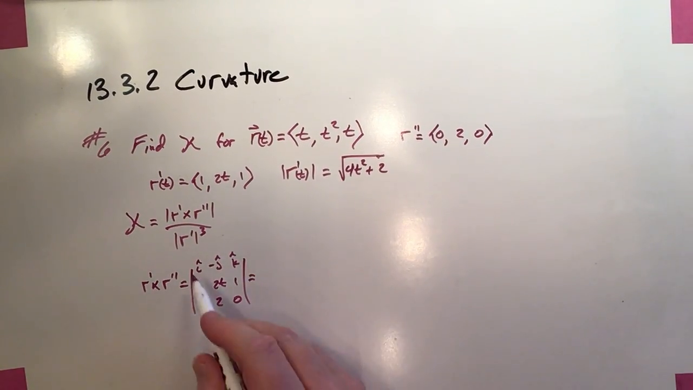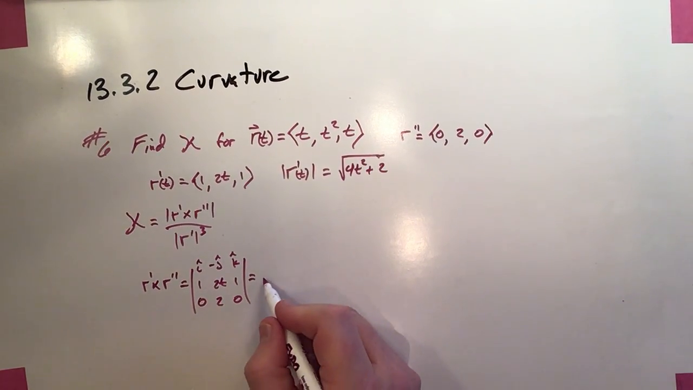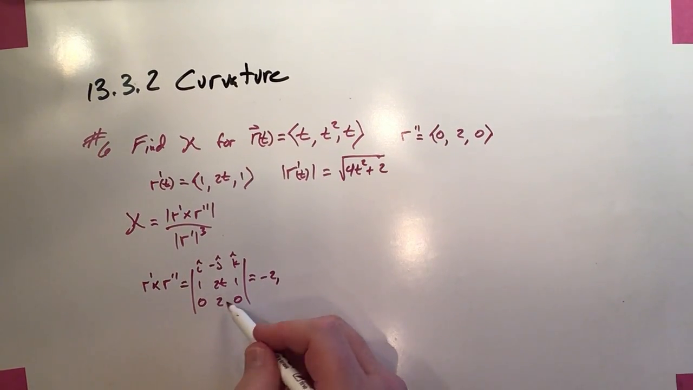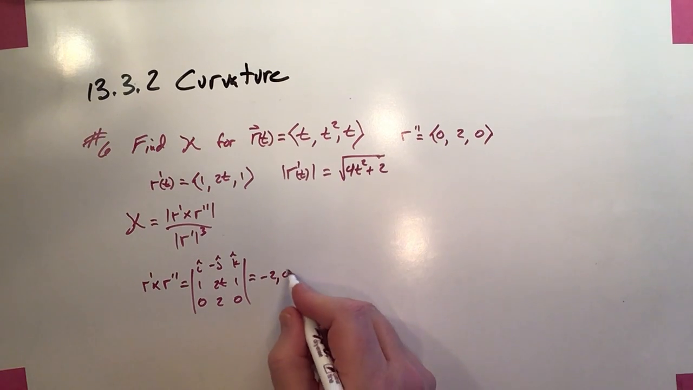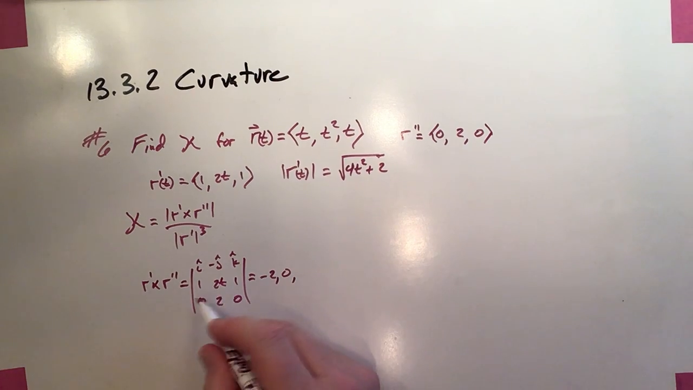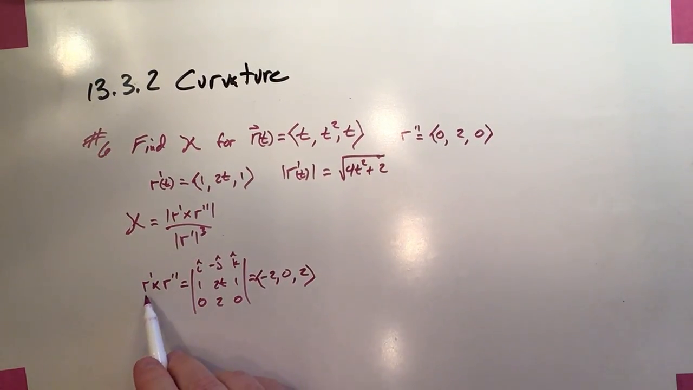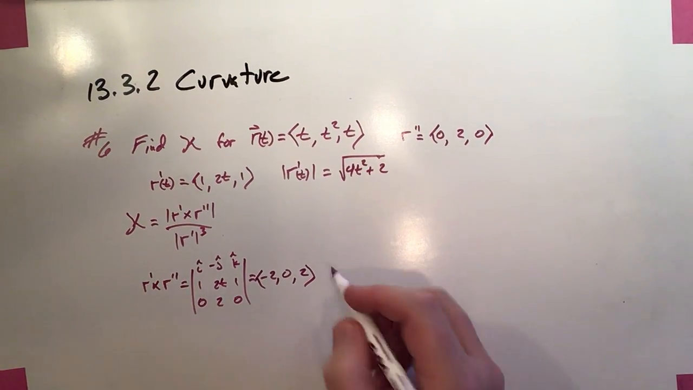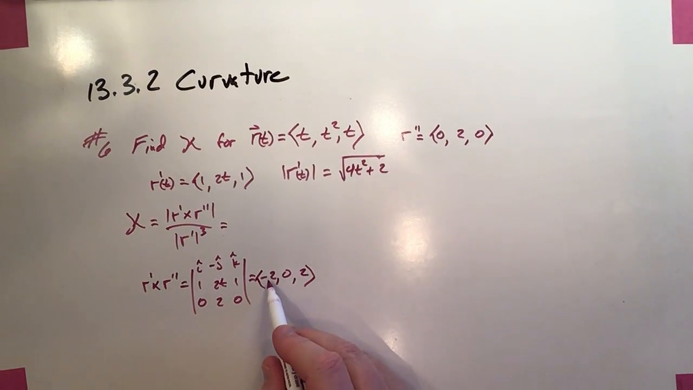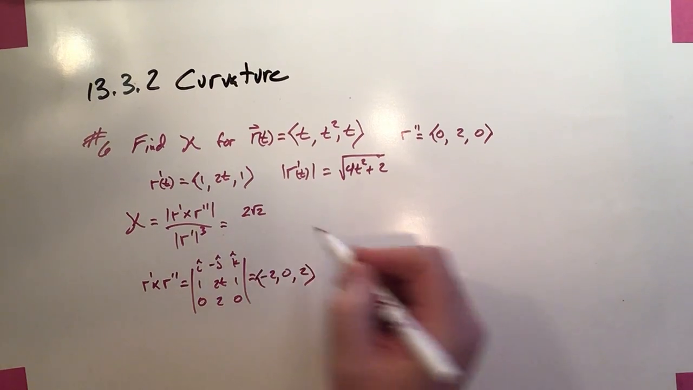Okay, so this cross product is going to produce, the i component is going to be 0 minus 2, so it's negative 2. The j hat component, I've got to remember the extra negative, is 0 and 0, so it doesn't matter. And the k hat component is going to be 2 minus 0, so 2. So this turns out to be r prime crossed with r double prime. And if I want to find the magnitude of that for this numerator, of course, that's just going to be the square root of 4 plus 4, which is 8, and the square root of 8 is 2 radical 2.